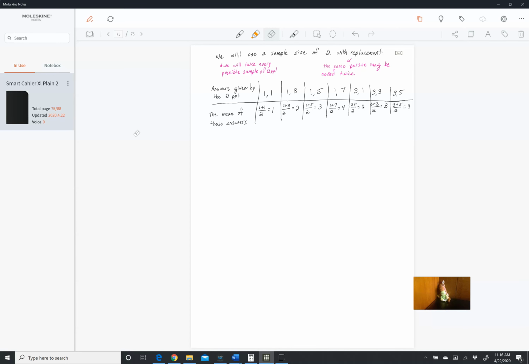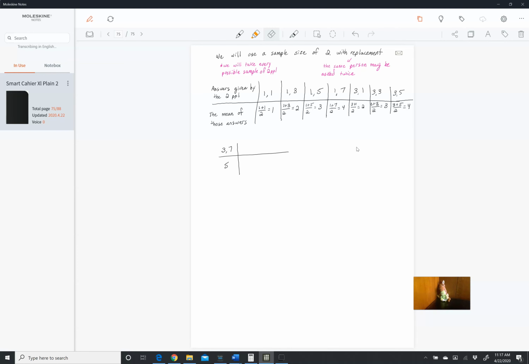For the rest of them, I'm not going to write out how we found the average. I'm just going to write the average. So let's continue. Then the next person says 3 and 7. That's the next sample. So 3 and 7 is 10 over 2 is 5. That's all of the different samples where the first person is the person who says 3.